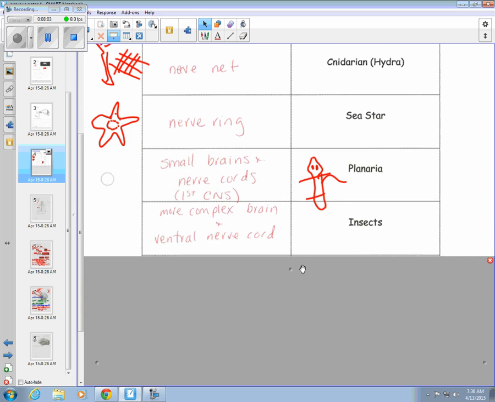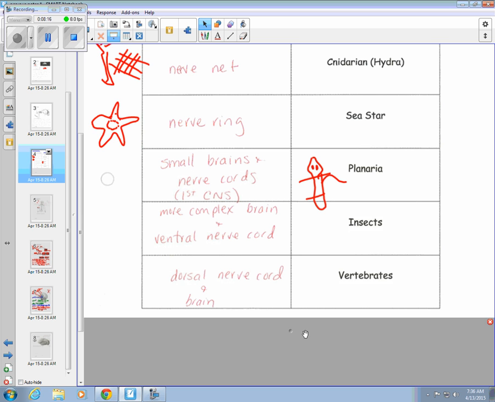If we get a little more complex, moving up to insects, it does have a more complex brain. It has a ventral nerve cord, which would be a nerve cord that would run along its abdomen area. And then our most complex organisms, the vertebrates, has a brain, has a central nervous system, and has a dorsal nerve cord, which would be your spinal cord, and that's a cord that would run along the back of your body.